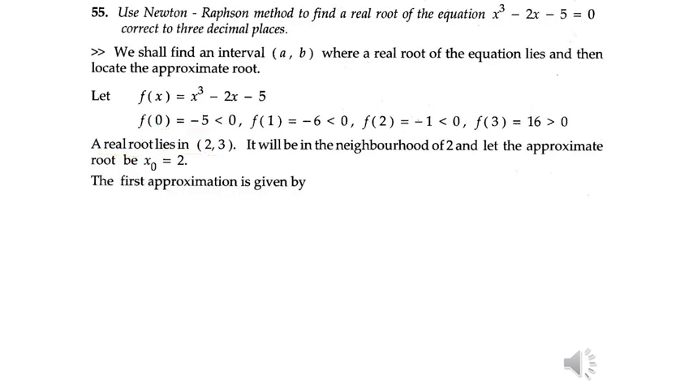First approximation. So we have considered here, it will be in the neighborhood of 2. So we can take x naught as 2. Why are we taking x naught as 2? Because this minus 1 is near to 0, not the 16. Now let us apply the formula. See, this is the formula for x1.